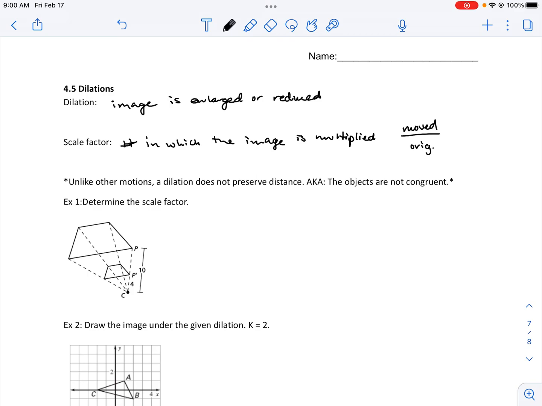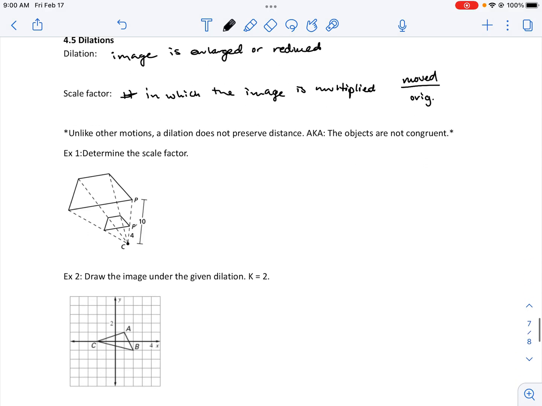The thing to note with a dilation is that, unlike other motions, a dilation does not preserve distance, aka the objects are not congruent. So the angle measures generally are preserved, but the side lengths are not, because you're multiplying your side lengths. So this is not considered a rigid motion. However, it is considered a transformation or a motion, just not a rigid motion.